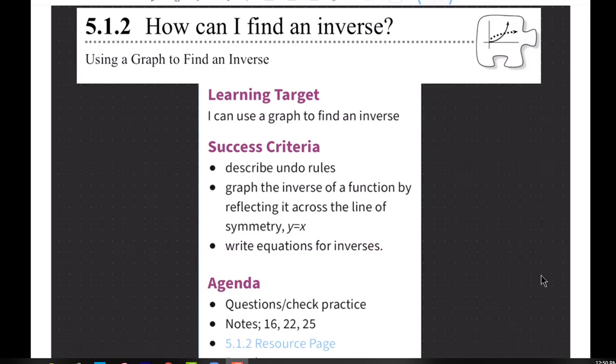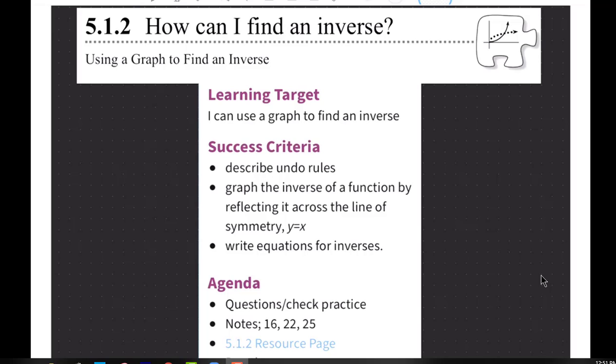We get to finish, or keep talking about, our inverses, which was that whole first section of chapter 5. So in 5.1.1, we looked at inverses algebraically, switching the x and y's and then solving for y. So today, when it comes to the inverses, we're going to look at a graph and see if we can find the inverse from looking at a graph.